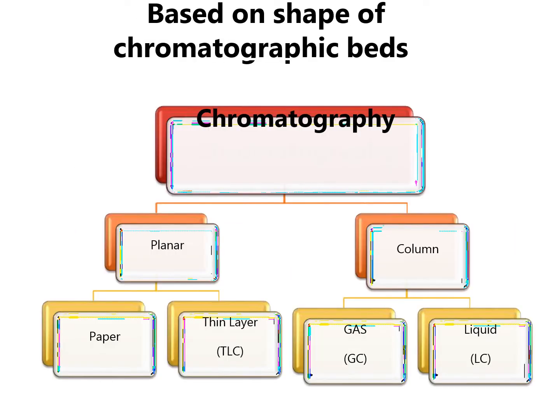And based on the shape of chromatographic beds, as we have seen, they can be planar or column. The planar can be further divided into paper and thin layer chromatography, and column. When a column is used, it is gas and liquid chromatography. Thank you very much.